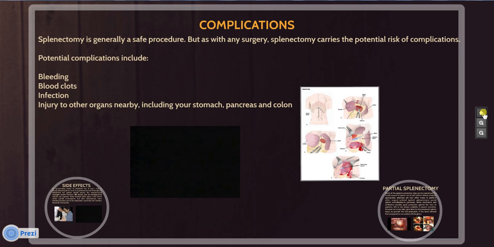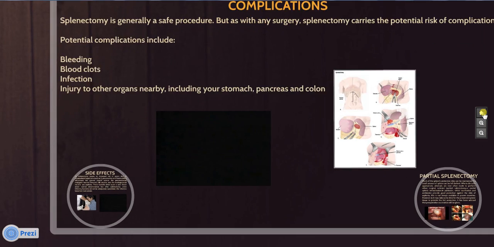Complications. Splenectomy is generally a safe procedure, but as with any surgery, splenectomy carries the potential risks of complications. The potential complications include bleeding, blood clots, infection, and injury to other organs, including your stomach, pancreas, and colon.